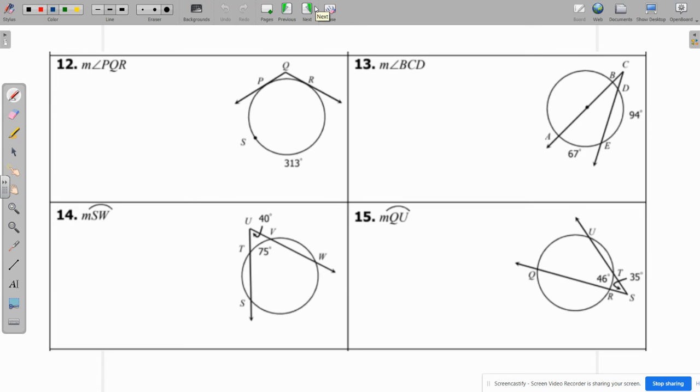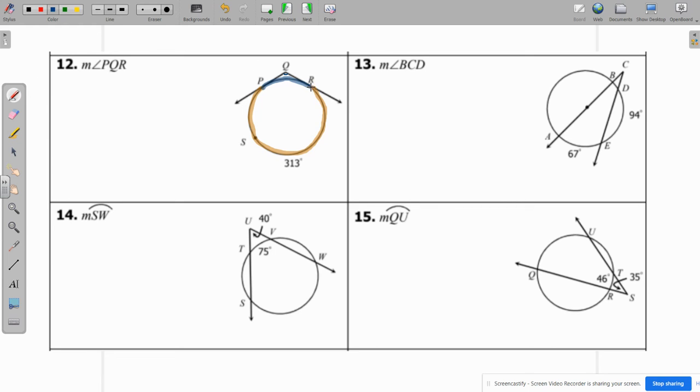In number 12, we're looking for the measure of angle PQR, which we can see is this angle out here. I have my larger intercepted arc, which is arc PSR, and then the smaller arc is PR in here. And I can see that the larger arc is 313 degrees.